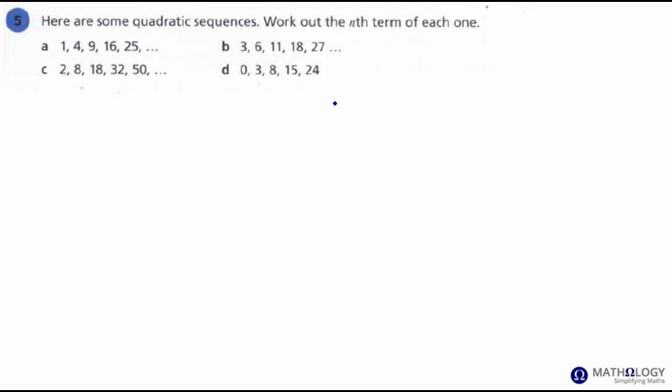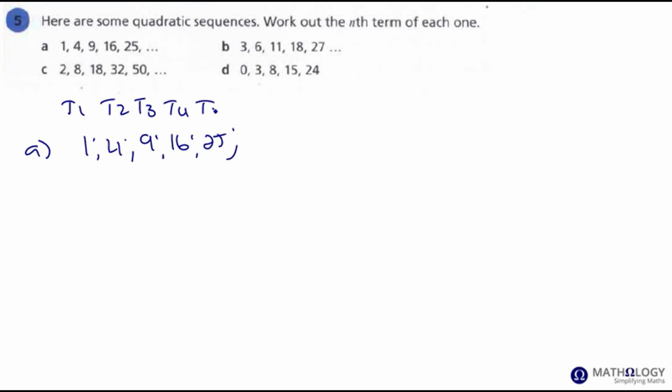So the square number sequence is in fact 1, 4, 9, 16, 25. These are the first 5 terms of the sequence, right? The first term is 1, the second term is 4, the third term is 9. So the first term is 1 squared, the second term is 2 squared, the third term is 3 squared, the fourth term is 4 squared, the fifth term is 5 squared.